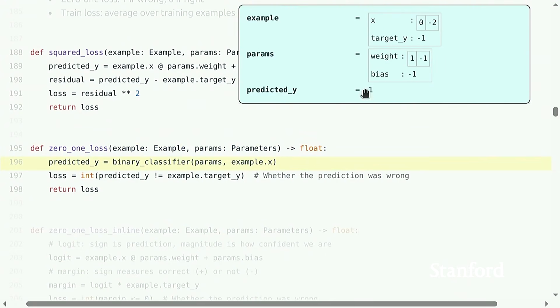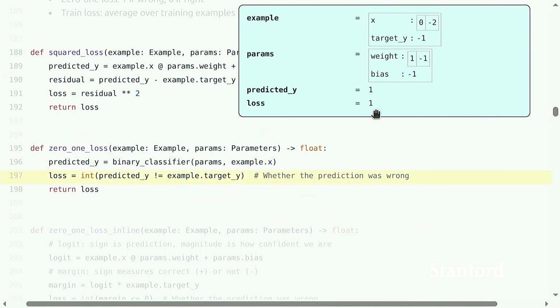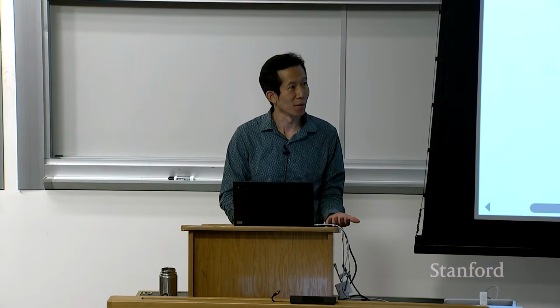Okay? So let's do another example. So I have 0, -2, with a target being -1. So in this case, I make a prediction of 1, and my target is -1. And so that is just going to give me a loss of 1 because I misclassified this example. Okay, so it's fairly straightforward. 0-1 loss basically says, did I classify it incorrectly or not?